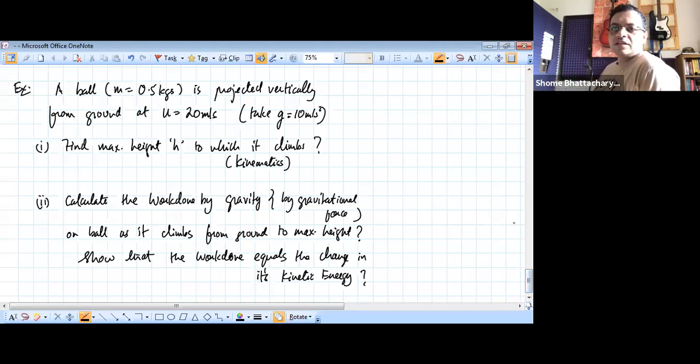Yeah, Aman, but the change in kinetic energy will have a negative sign, no? Because final is 0 and initial is positive. So what will delta be? Final minus initial, no?